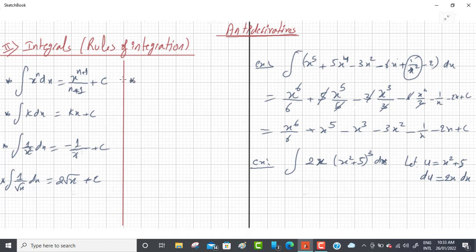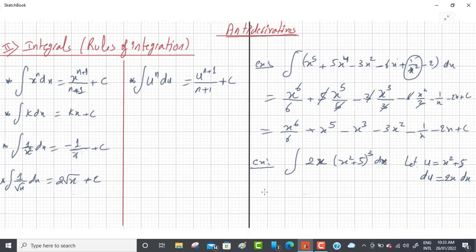First formula is the same: the antiderivative of u power n du is u power n plus 1 over n plus 1 plus a constant c. Same formula, but with the letter u. So when you say let u equal x squared plus 5, du is going to be 2x dx.